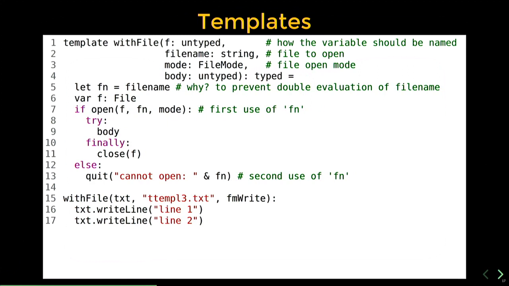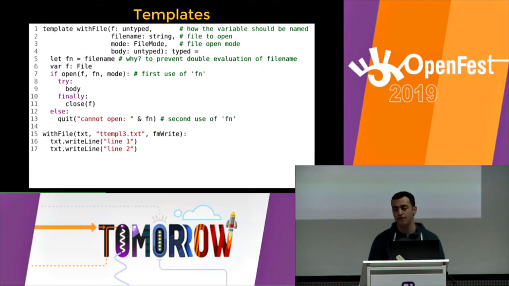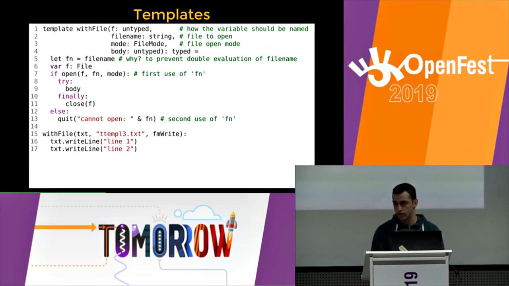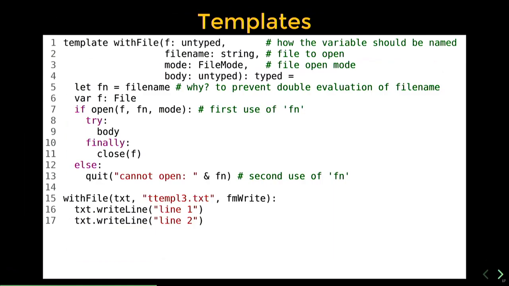Here, we cache the file name into a local fn variable. And the reason for that is because this template, wherever we use it, is actually not a function call. So if we have passed a function which generates the string for the name of the file, and if we use that thing inside of the template in more than one place, we'll actually end up calling that function more than once. So that's why here we have to cache the file name once at the beginning of the template, and then use it when we're opening the file, and also in the quit statement if there's an error in the opening of the file.